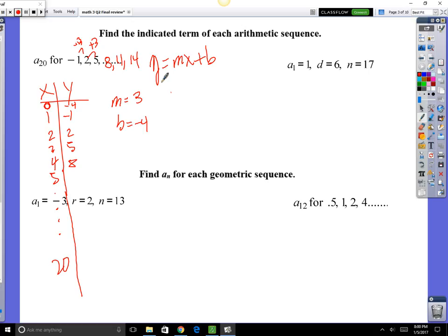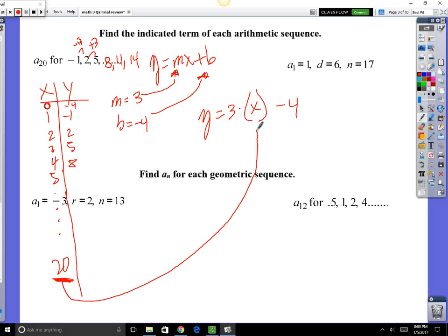Now here's what you've got. You've got an equation. Take 3, plug it in for m, take -4, plug it in for b, and you should have y equals 3 times whatever x is, minus 4. So this formula will give you all the y's and x's that you want. And I want the 20th x. So I'm going to take 20 and sub it in place of x. You should do 3 times 20, and that is 60, minus 4. So the 20th one is going to be 56.